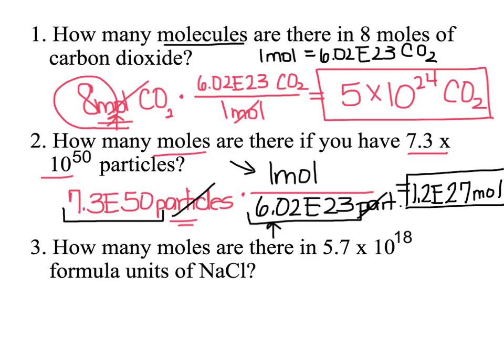Alright, last one. How many moles are there if we have 5.7 times 10 to the 18th formula units of sodium chloride? Now don't forget what a formula unit is. Since sodium chloride's ionic, formula unit technically means kind of the same thing as molecule, but for an ionic compound, because ionic compounds don't consist of molecules. So don't let formula unit throw you off.